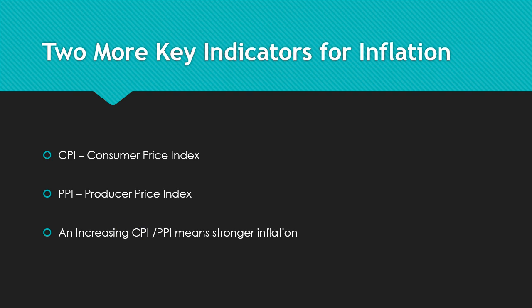And we have two more indicators for inflation. I think the reading has a glossary for you to understand what CPI and PPI mean. I just need you to remember that an increasing CPI and PPI means stronger inflation, which means our purchasing power becomes weaker than before.